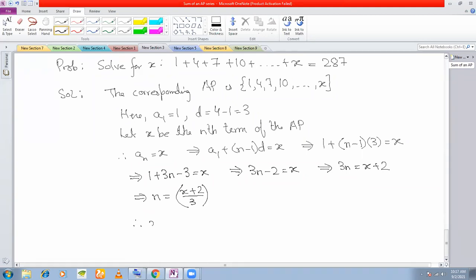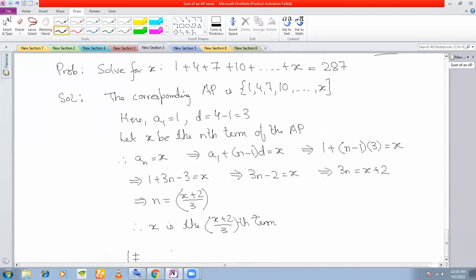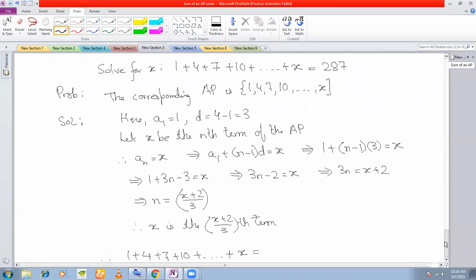So therefore, x is what term? x is the (x plus 2) by 3th term, right? So therefore, what is the sum here? Therefore, 1 plus, what is the given series here? 1 plus 4 plus 7 plus 10 plus up till x is equal to, it is given to you as 287.